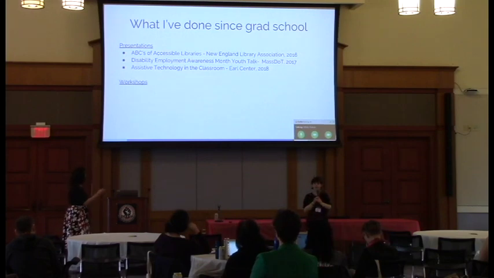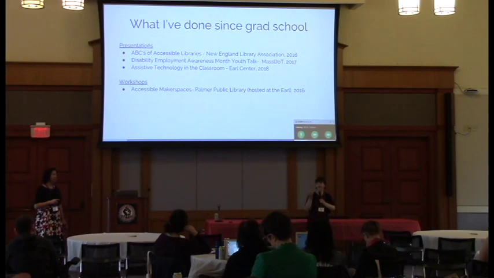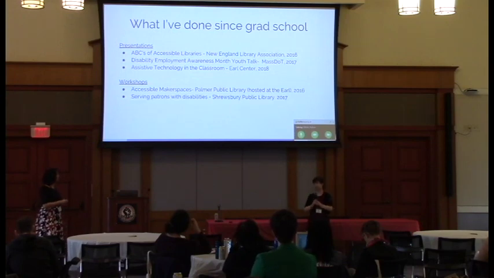And then also a couple of presentations. Accessible makerspaces with the Palmer Public Library. We basically made sure people in wheelchairs are able to use the space. What about deaf users? Can they see each other? Blind users? Do we have any sharp objects in the space that they could hurt themselves on? We want to make sure that everyone can use the space equally.